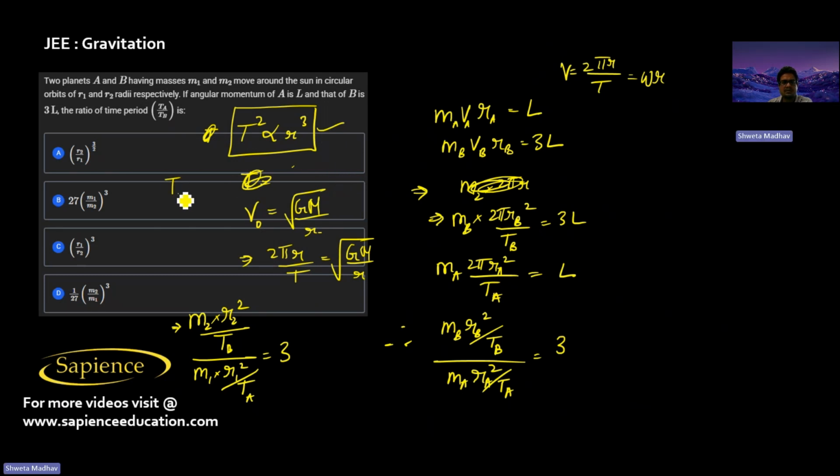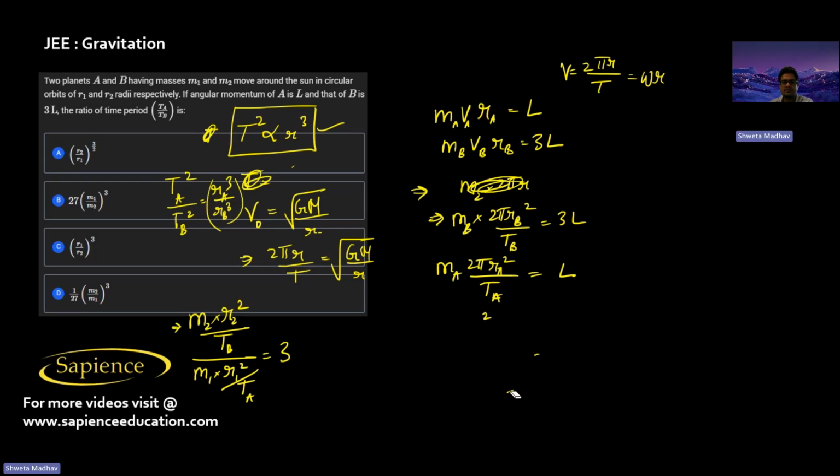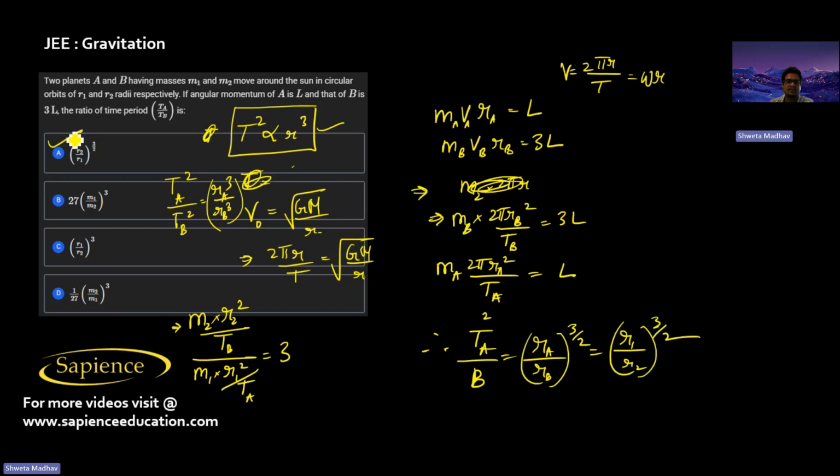Therefore, I can say that (TA by TB) whole square is equal to RA cube by RB cube. Simply we can say that TA by TB is equal to (RA by RB) whole power 3 by 2. The radius of the planet A is R1, so (R1 by R2) whole power 3 by 2. So option A is the correct answer.